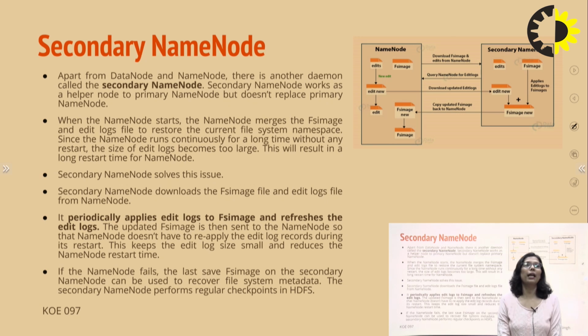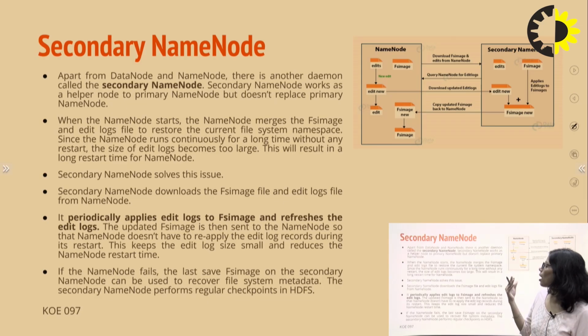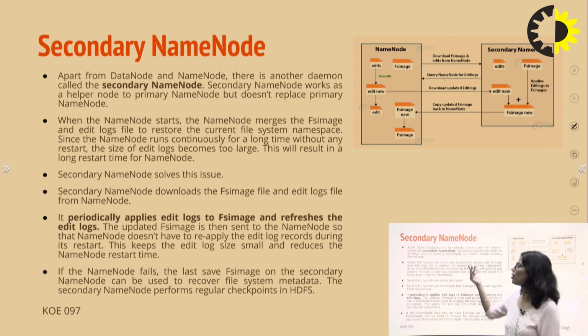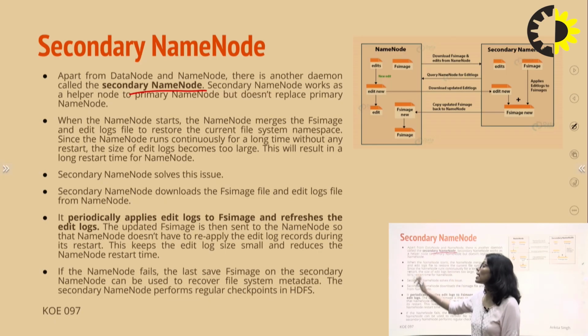Next concept is of secondary name nodes. So, prior to Hadoop 2, we had only one name node. But what was the problem we were facing with only one name node? When name node is functioning for a long amount of time, the edit log becomes so huge that whenever the name node starts, it takes a lot of time to incorporate those changes, right? So, to combat that issue, we have introduced the concept of secondary name node.